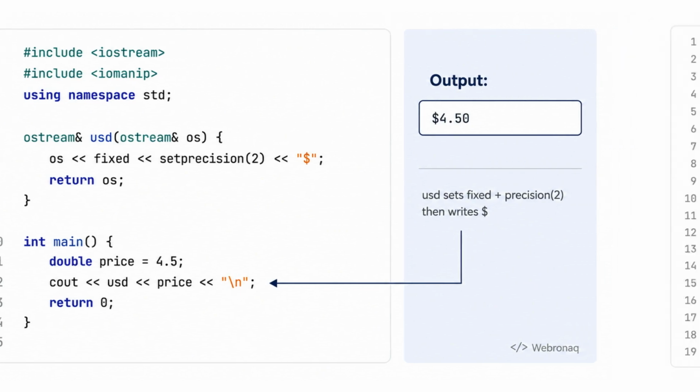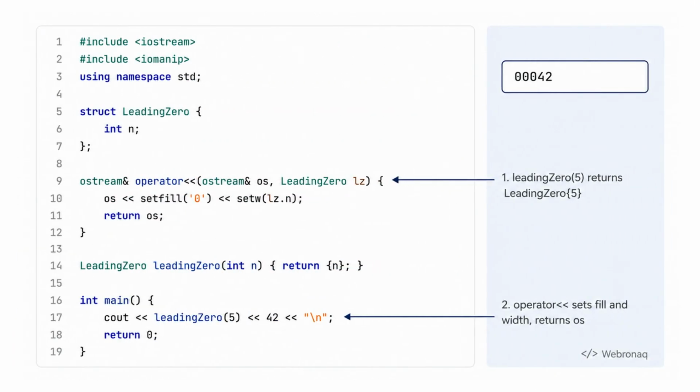Now let's add a parameter. Now, what if your manipulator needs an argument? Here is the problem. operator<< already matches a plain function pointer, but it has no way to carry extra data along. The solution is a helper struct. You bundle the parameter inside a struct, write a factory function that builds it, and then overload operator<< for your struct. Look at the leading_0 example.